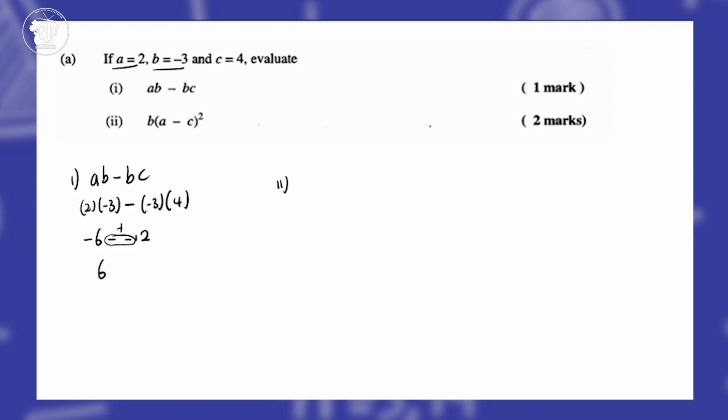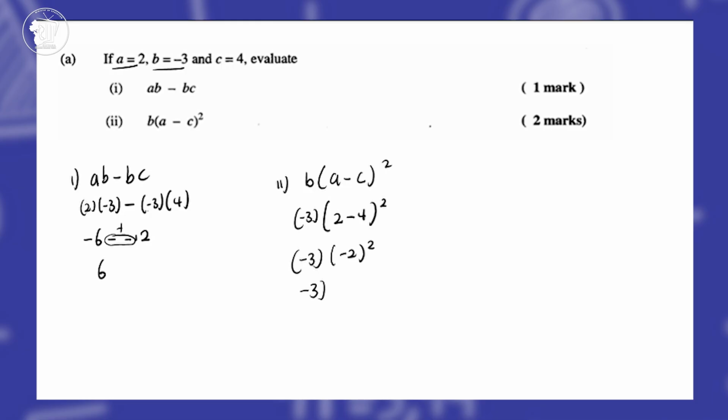And let's look at number 2, which is B, open bracket, A minus C, close bracket, squared. So I see B would be a negative 3. So this would be a negative 3 multiplied by, and I have in bracket here now A, which is 2, subtract C, which is 4, squared. So I work this out, I'll have a negative 3 multiplied by, so 2 subtract 4, that would just give me a negative 2, squared.